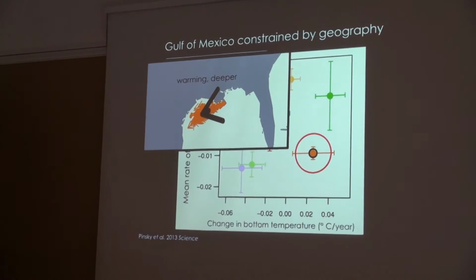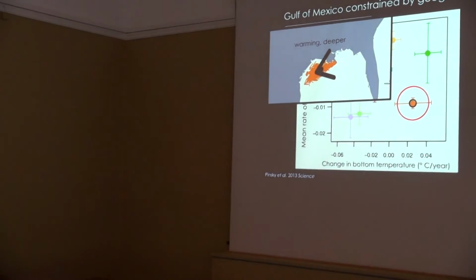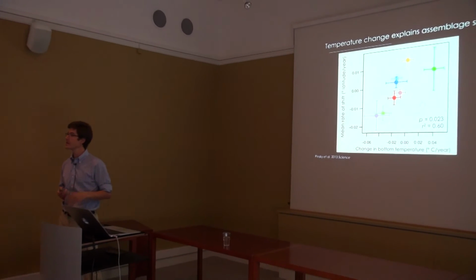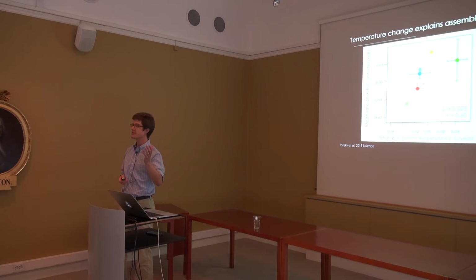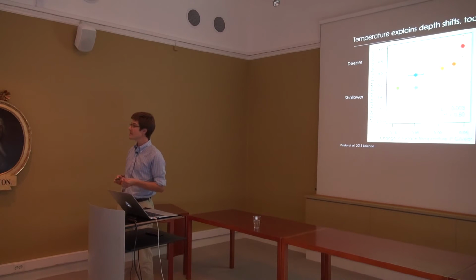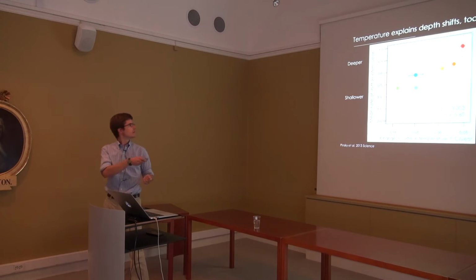That lines up well with what we've seen in other regions. If you're willing to drop the Gulf of Mexico from this regression, we can explain about 60% of the variation across these different regions just based on how fast and in what direction temperature has been changing. Turns out we can explain changes in depth also very well. Again, in this case, about 80% of the variation across regions.